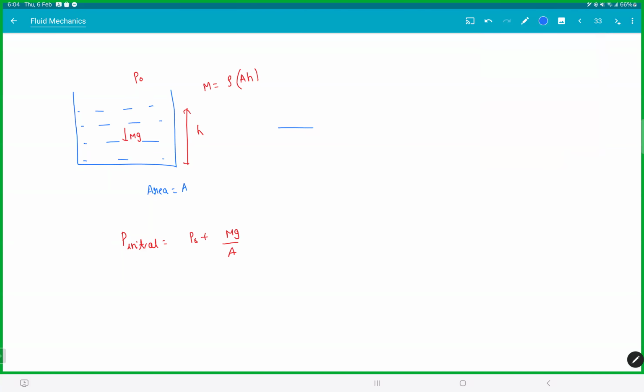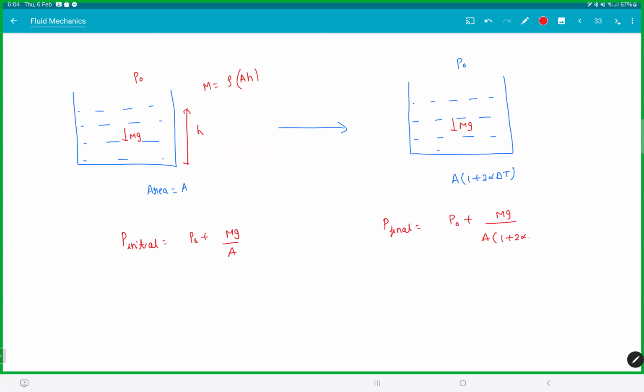Now, when you heat this, at new temperature, the area becomes A into 1 plus 2 alpha delta T, areal expansion. Height of the liquid changes. I don't know, I don't need. But I'm pretty sure mg remains constant. So P final will be still P naught plus the weight, mg by A into 1 plus 2 alpha delta T. So if this was a mains level question, and if they ask you what happens to the pressure, you can be 100% sure whenever temperature increases, area will increase, mg remains same, pressure always decreases, isn't it?